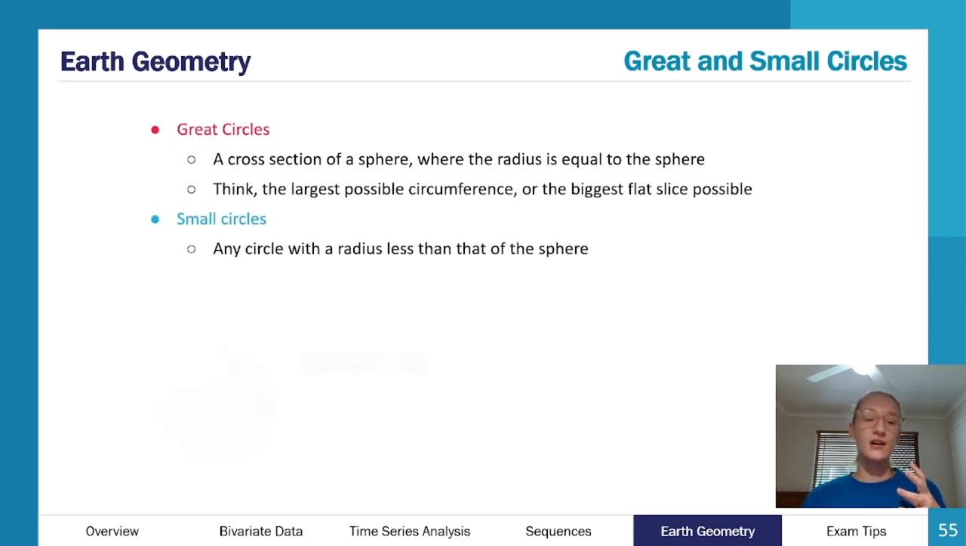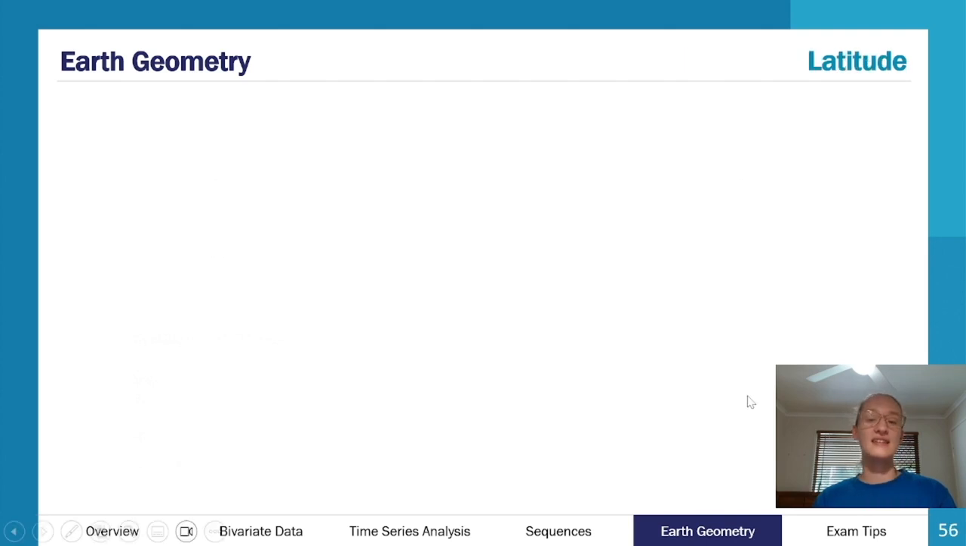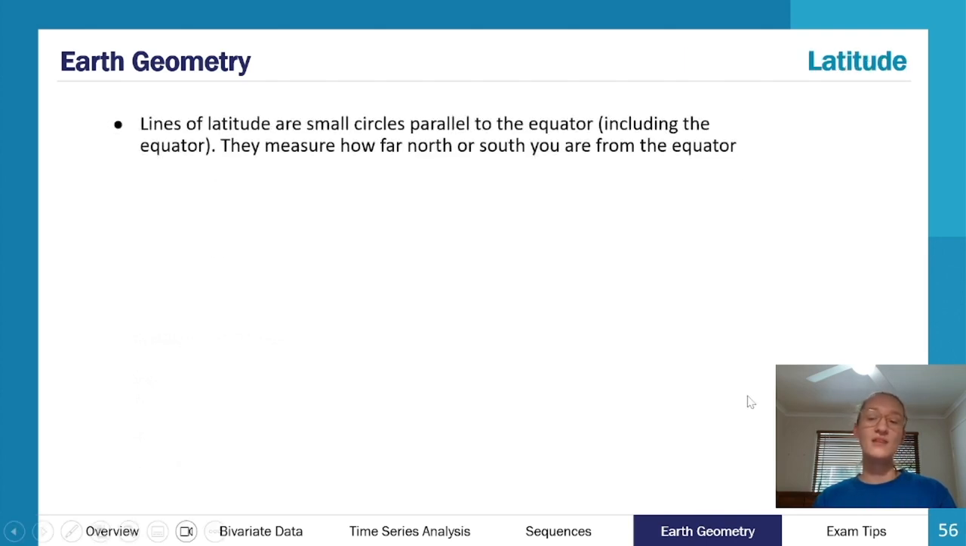So think about the earth. We know it's roughly a sphere. In the earth, we can have great circles and small circles. Just terminology wise, great circles are a cross section where the radius is equal to that of the sphere, so pretty much the largest flat slice possible. Whereas small circles, like our blue example here, are any circle with a radius less than that of the sphere.